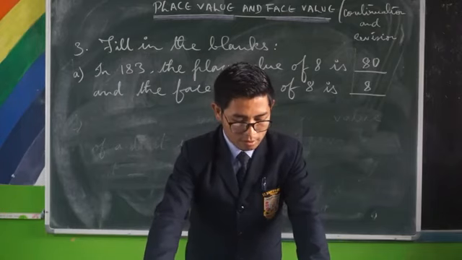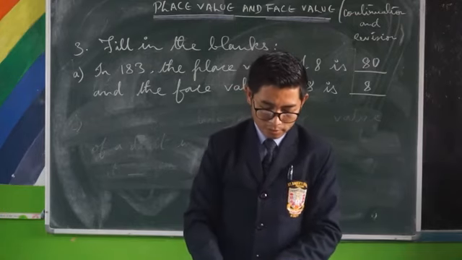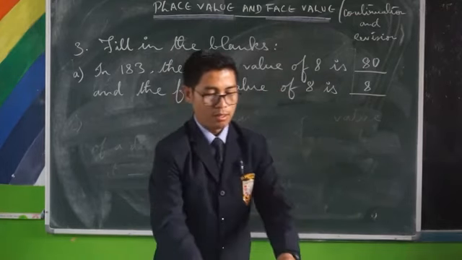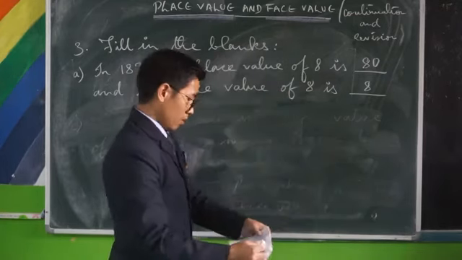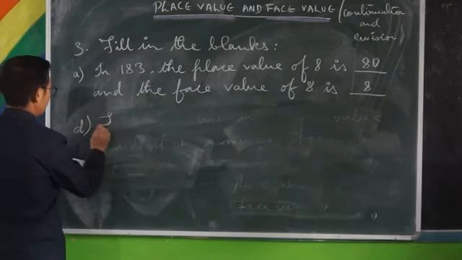Question number D. The sum of place value and face value of 5 in 154 is dash. Now for this, the question is D.